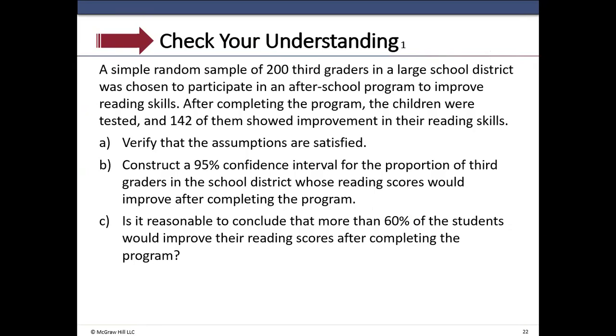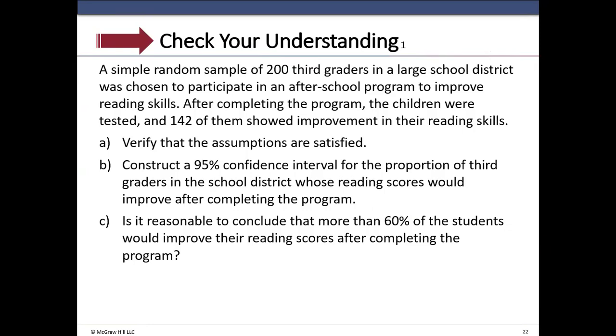Now, if I were not to use the calculator, first I have to calculate the standard deviation of the sampling distribution, or standard error, which is given by the square root of p hat times 1 minus p hat over n. So what is my p hat value? It is 142 divided by 200, which is 0.71. So let's calculate the standard error, or the standard deviation of the sampling distribution of p hat.